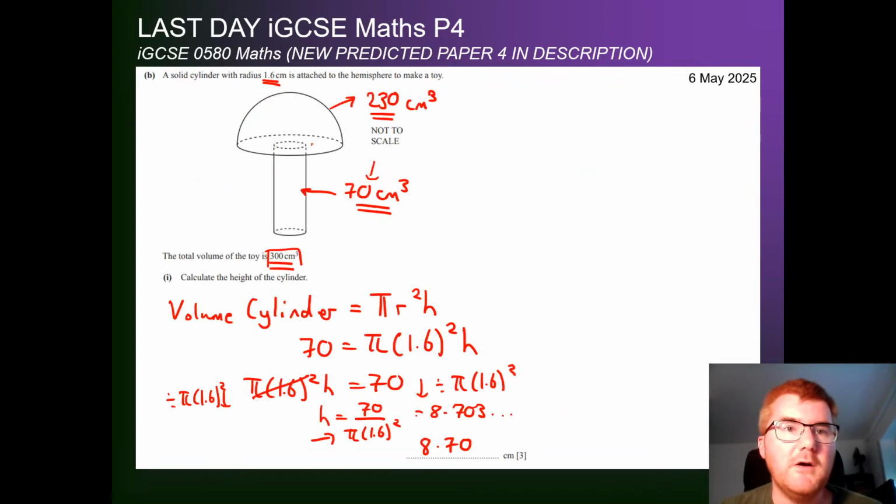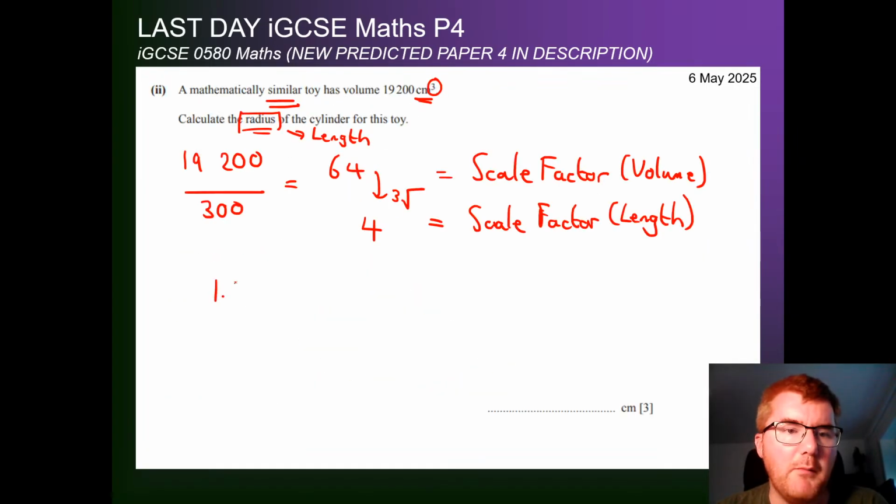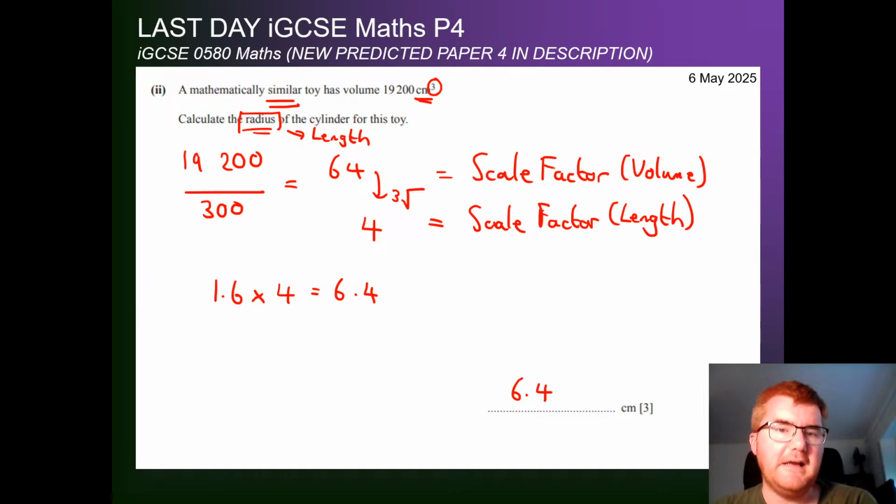Once we have that, we know the cylinder radius is 1.6, and we want to work out the radius for the similar toy, so we just times it by 4. So we take that to be 6.4 centimeters. Again, you can just do that last part on the calculator.